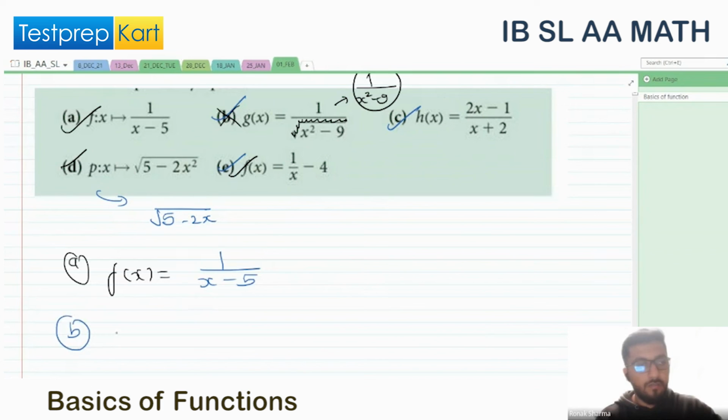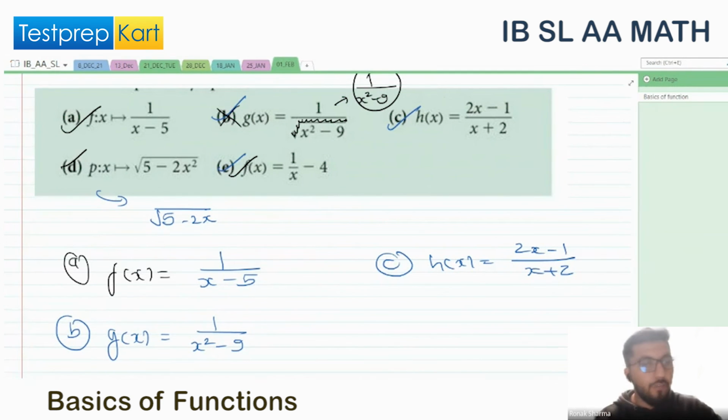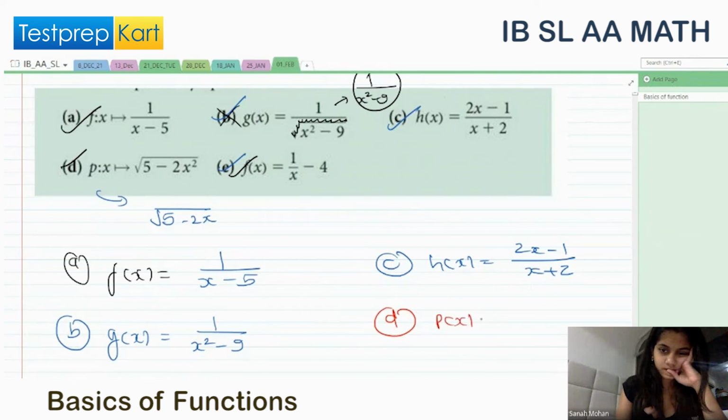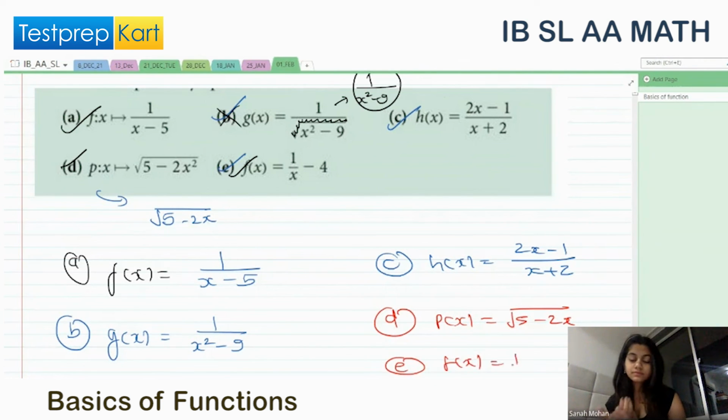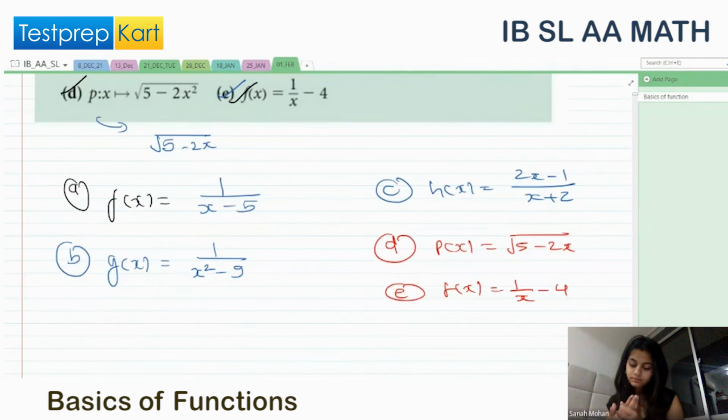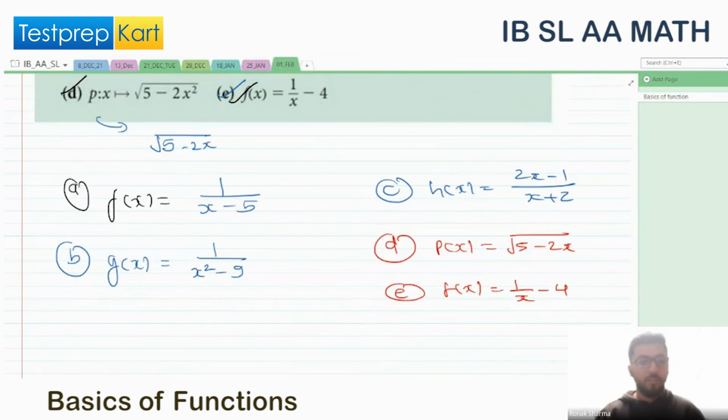B is... C is... If you feel that you need my help in any question at any point, even at the beginning point, don't hesitate in asking. Okay, so we have 5 questions. Go for it.